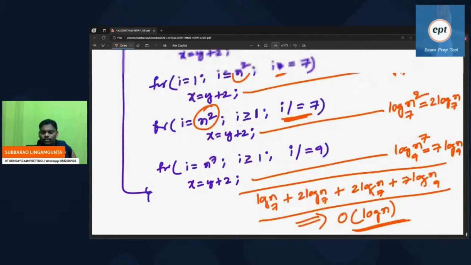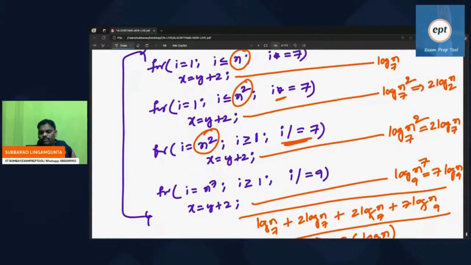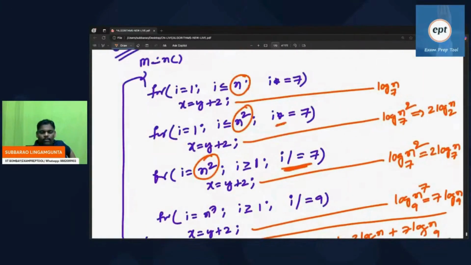Anyone having any small doubt? I kept a small twist in this problem. In place of n, I kept n square. Log n square base 7 is going to be 2 log n. Log n power 7 base 9, the 7 will come to the left-hand side: 7 log n base 9. So this is the final answer. Let me know if anyone has any doubt.